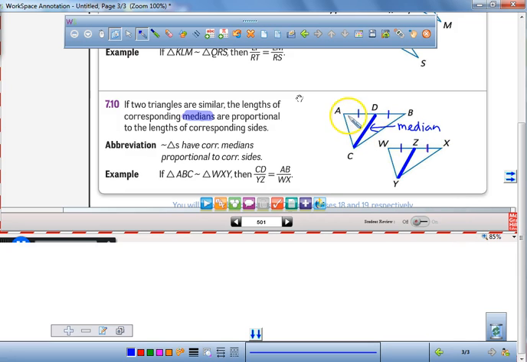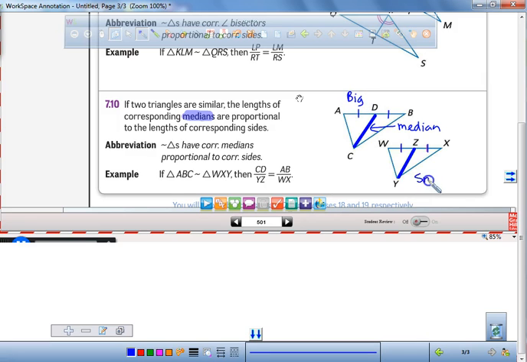So right now, I'm going to call this triangle the big triangle. I'm going to call this the small. So this time, I'm going to compare big to small. What is the length of my median in the big triangle? What's that length? DC or CD. What about the small triangle? ZY or YZ. Okay? So this median compared to this median, these are comparable.